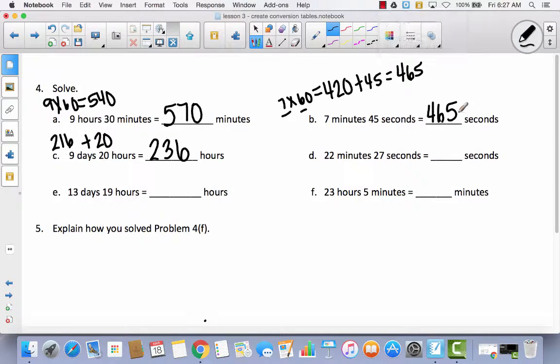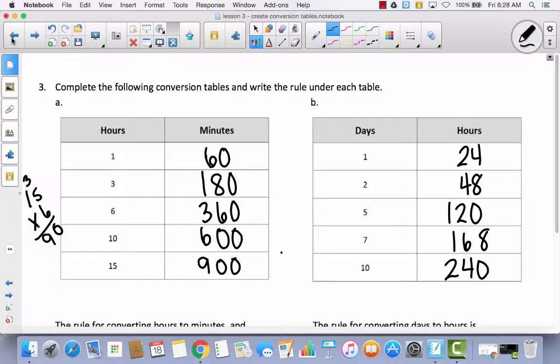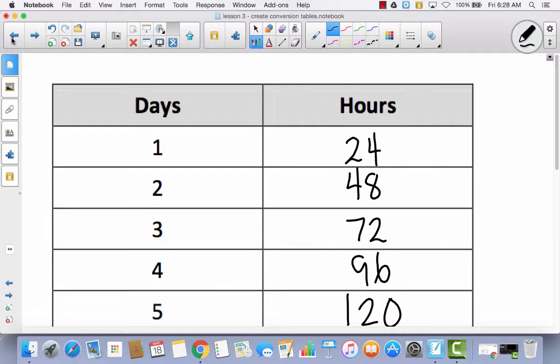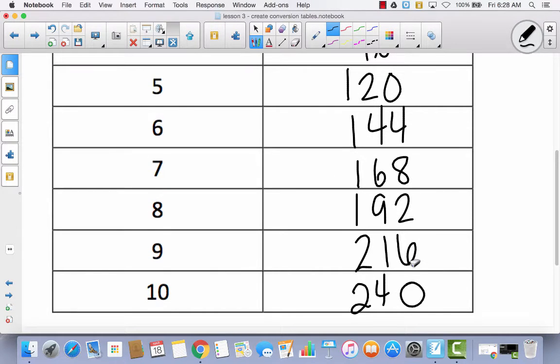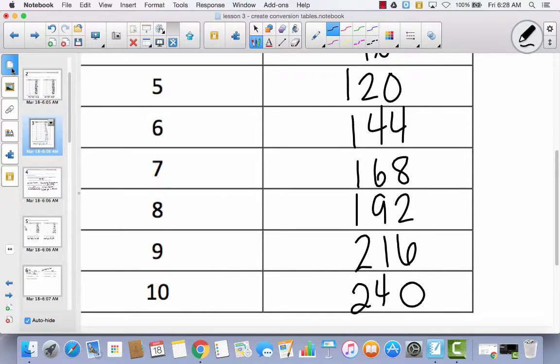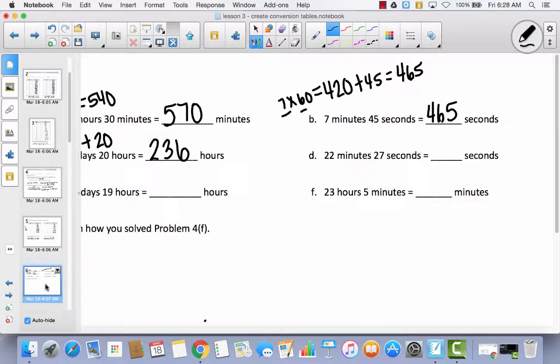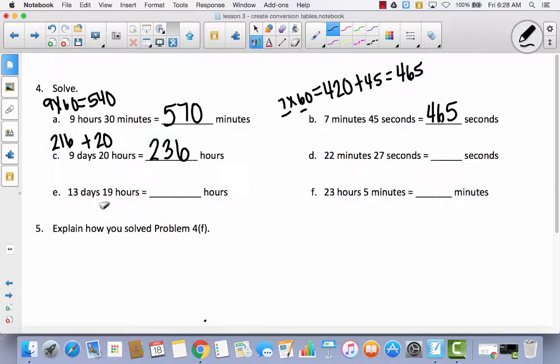Okay, so let's take a look at how you did on C. So we've got 9 days, and we're trying to convert that to hours. So you could have looked back at your conversion table. Now this one, you would have to do a little bit of adding, but if you went all the way back to your problem set like this, and you scroll down, you would see that there are 216 hours in 9 days. So then you would take your 216, and you would add that to 20, and that would give you 236.